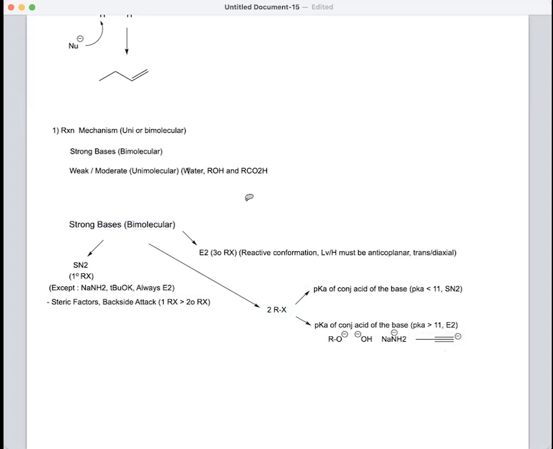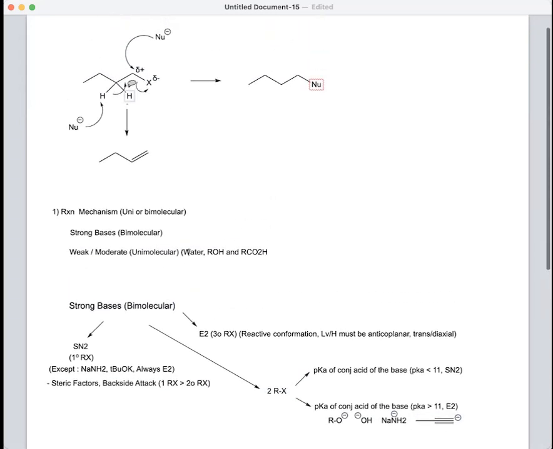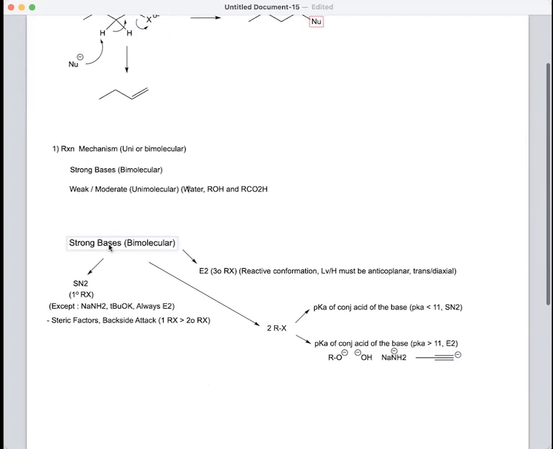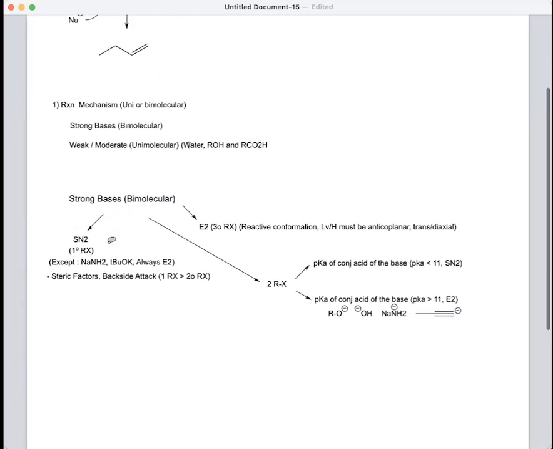So once again, you see a haloalkane that is reactive toward nucleophilic substitution or elimination. First things first, identify the mechanism. If it's a strong base, it's bimolecular, and now you need to distinguish between SN2 or E2. Primary, mostly SN2, except for these two. Tertiary, only E2, no option for SN2. Secondary depends on the base. These bases give E2, everything else SN2.